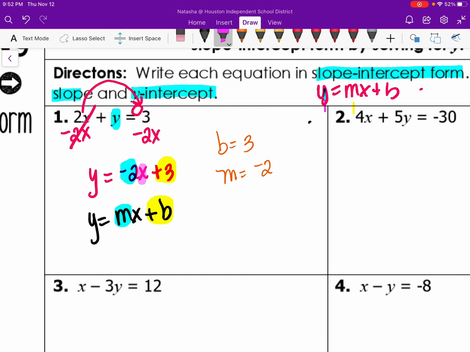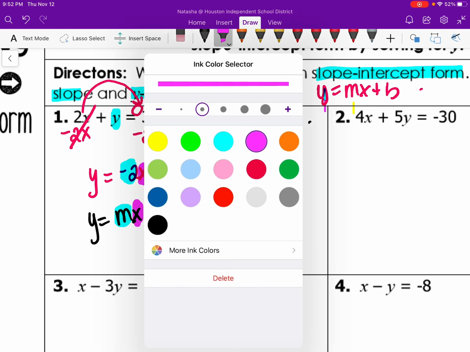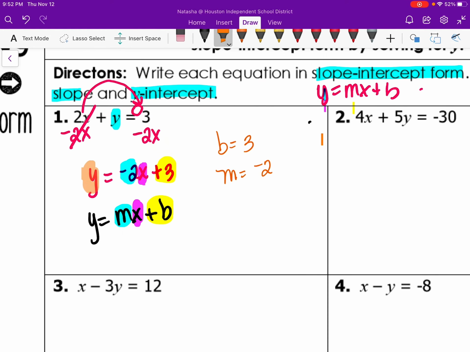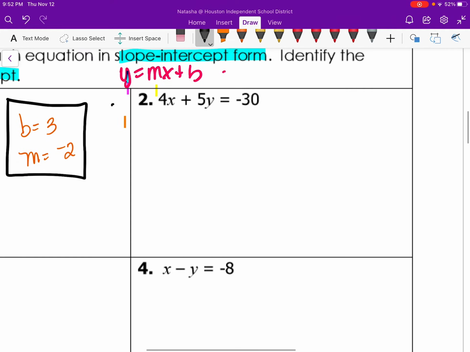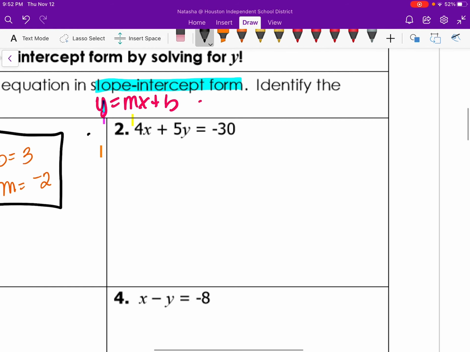Now everything else, the x is in the position of the x, and the y is in the position of the y. So I know I'm done. I've answered my question. It's in slope-intercept form, and I've answered the additional information of my y-intercept and my slope. All right, let's go ahead and do another question. We're going to look at number 2. I'm going to do the same thing. So I want to isolate the y.